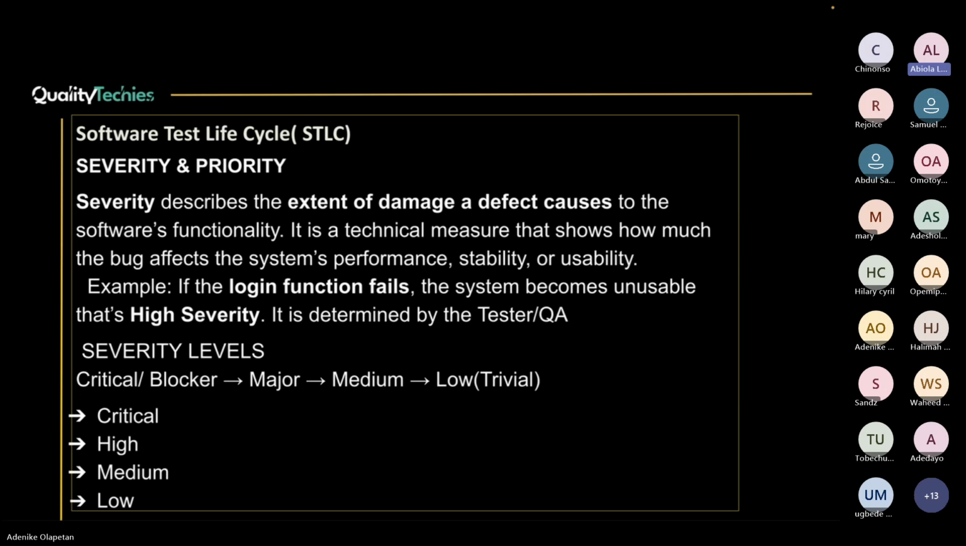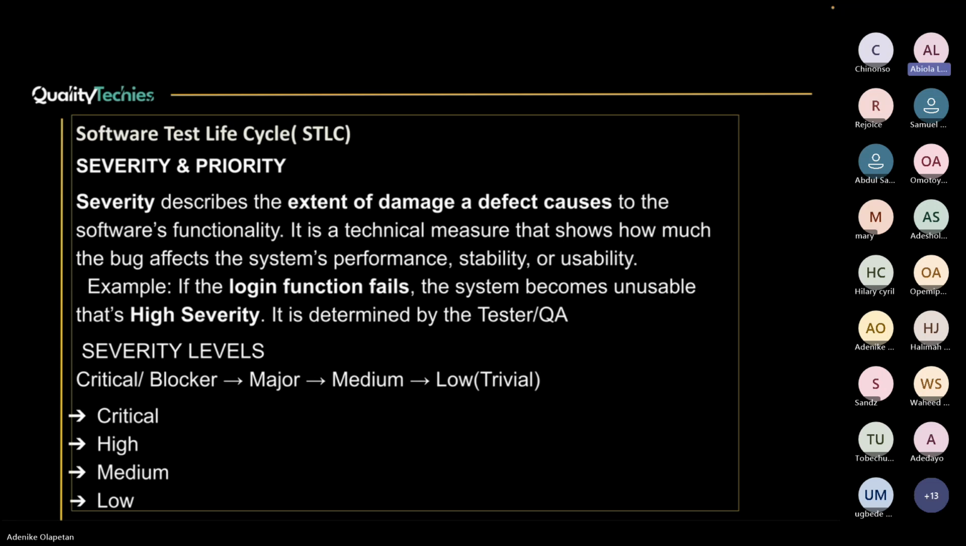So severity is critical to every organization. Once an application has a bug with critical severity, the development team has to be in a position to get it resolved ASAP. If the login function fails, the system becomes unusable. That's high severity. It's determined by the tester or QA, and severity levels are critical, which you can call a blocker or showstopper, major, medium, low.